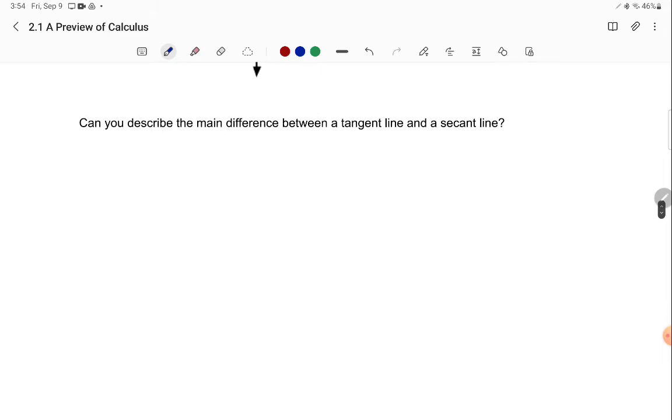And then describing the difference between tangent line and secant line. Remember that the tangent line is more of what we're going to be doing in calculus, and that's defining the slope at a single point.